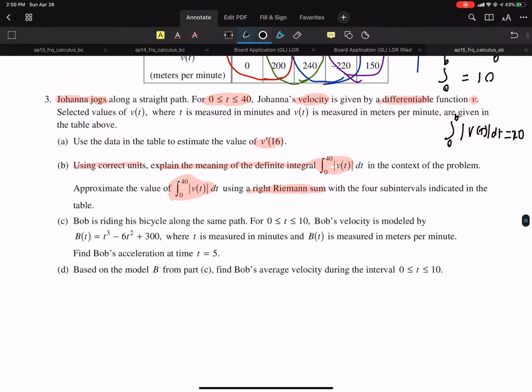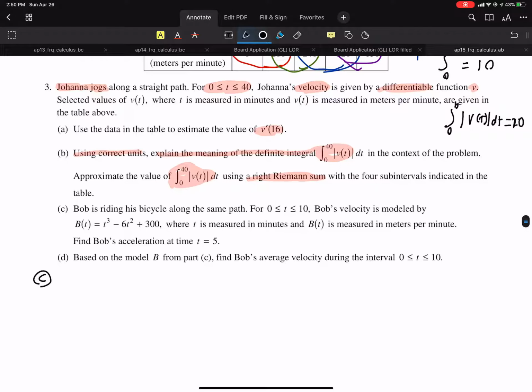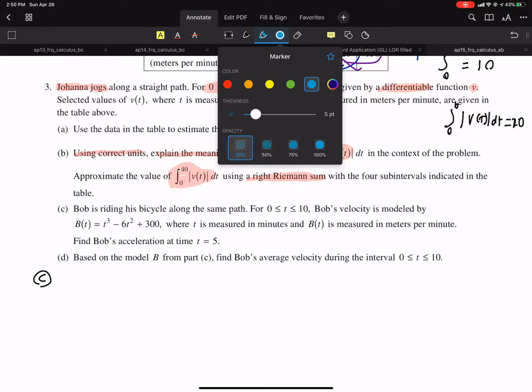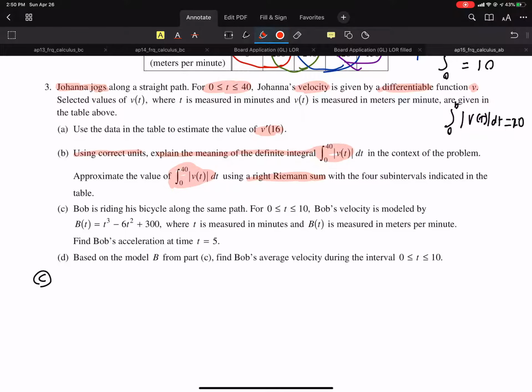All right, let's look at part C. We have a guy named Bob. Hello, Bob. Bob is riding his bicycle along the path for 10 minutes. So here's Bob's velocity. That's not his position. Be careful, velocity. And you want to know his acceleration. How do you find his acceleration?